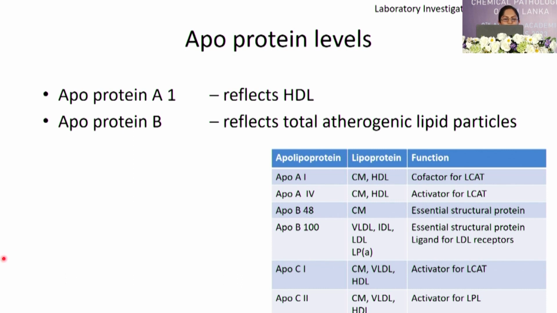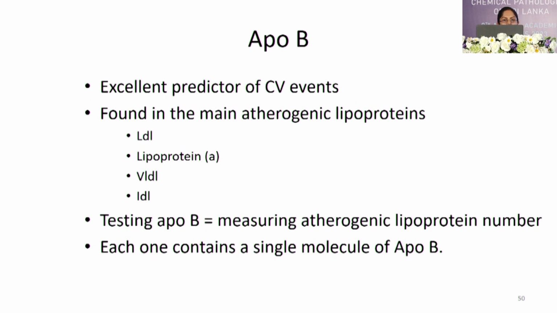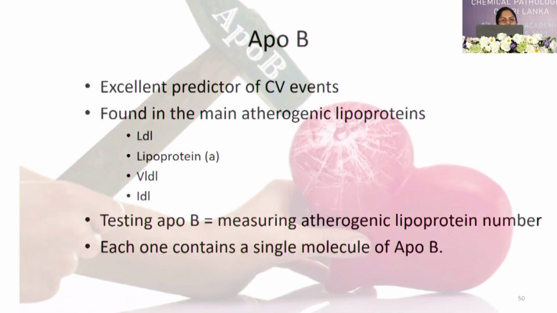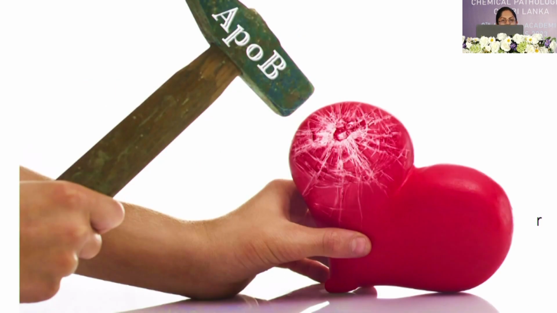So these days we measure apolipoprotein levels also. I'm sure by now you know what is the significance. We measure apoprotein A1 levels and apoprotein B levels. So we discussed that it is a better predictor of cardiovascular events because each atherosclerotic lipid particle contains one ApoB molecule. So it is more predictive of cardiovascular disease.